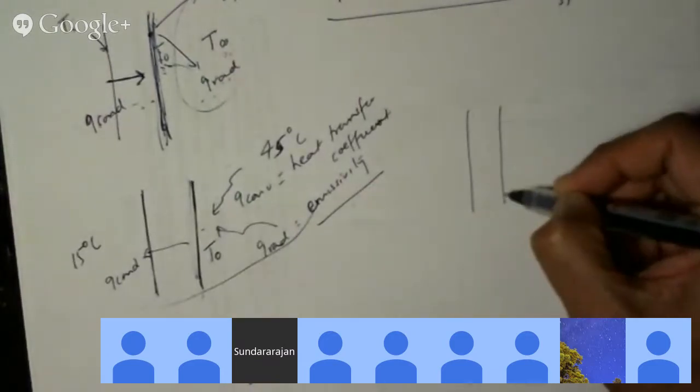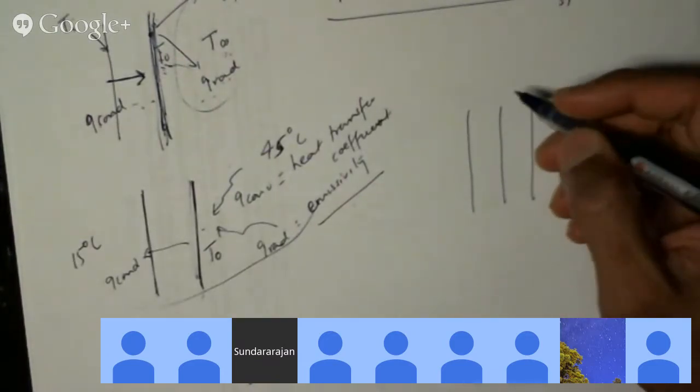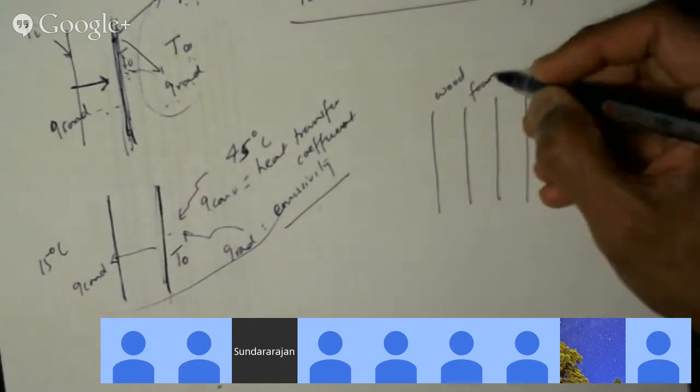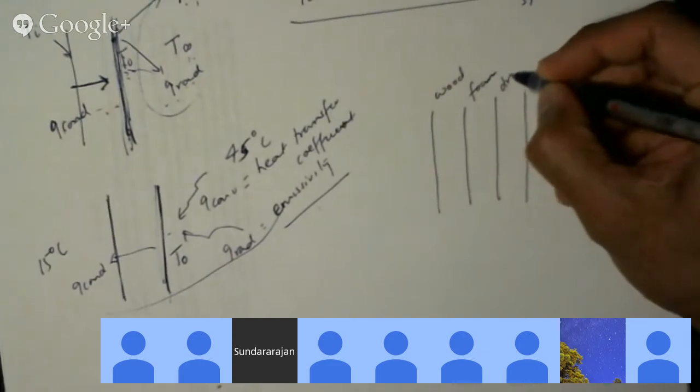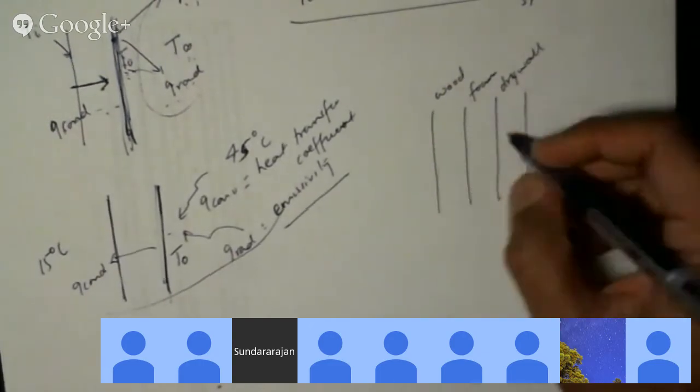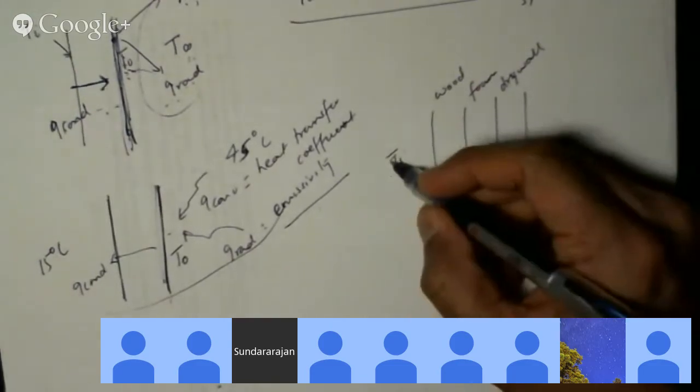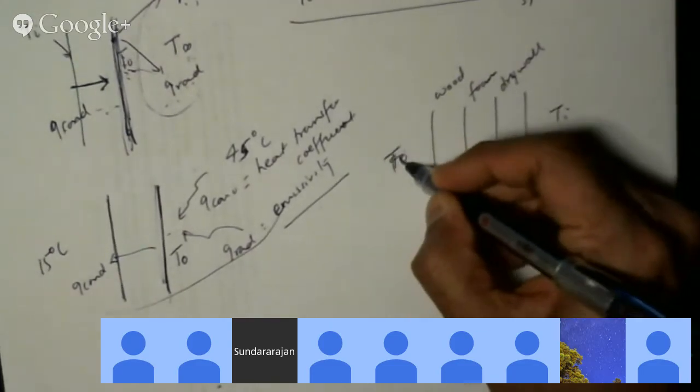Like if I have a sandwich layer, multiple layers here, let's say this is wood, this is some foam, and this is drywall, and this is the inside of the house, and this is the outside of the house.